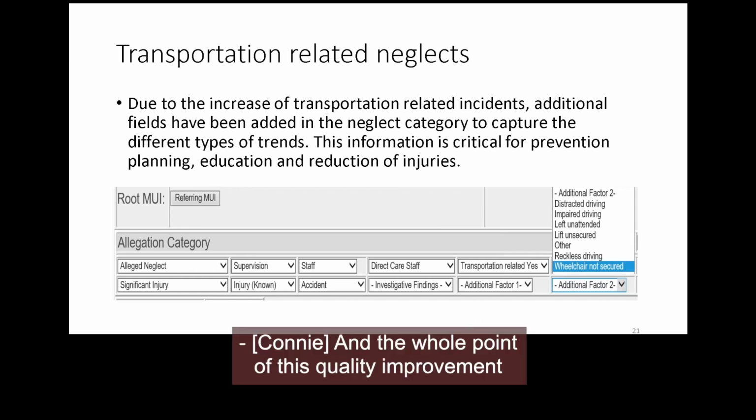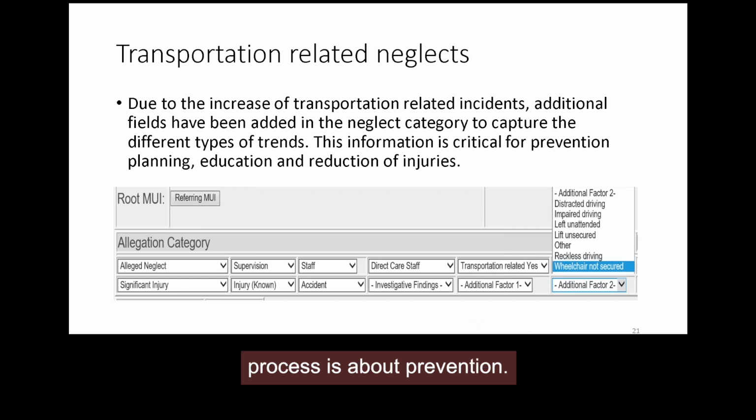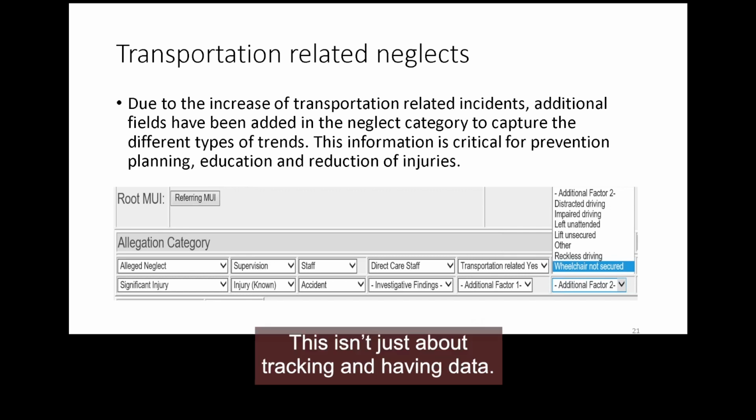And the whole point of this quality improvement process is about prevention. This isn't just about tracking and having data.